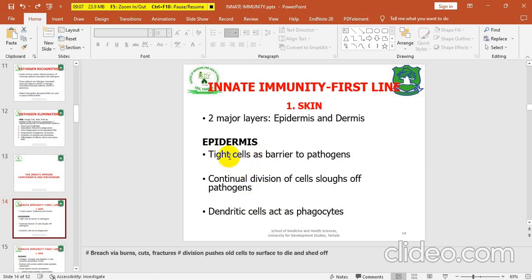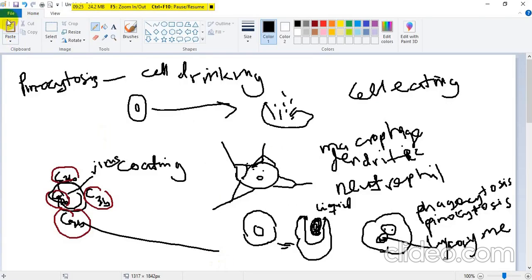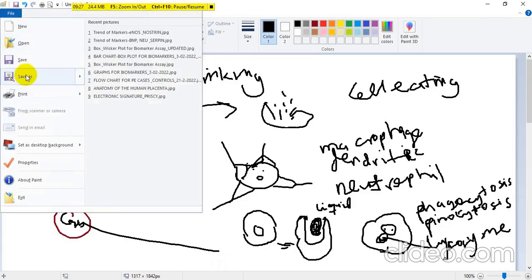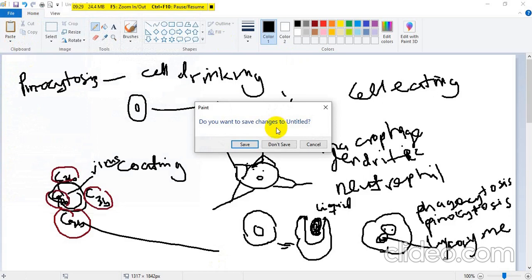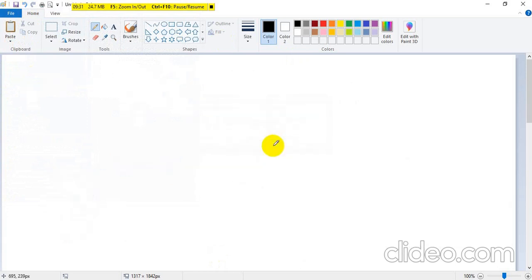We have the epidermis and the dermis. The epidermis is just the outside of your skin. The outermost layer of your skin is the epidermis, or the outermost layer of your body. It comprises stratified squamous epithelium.